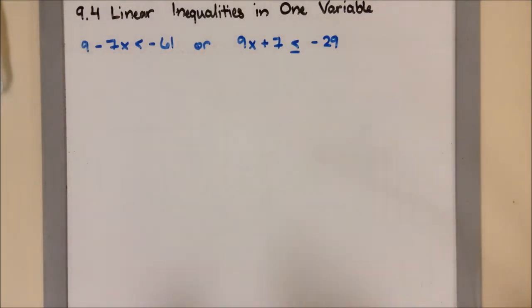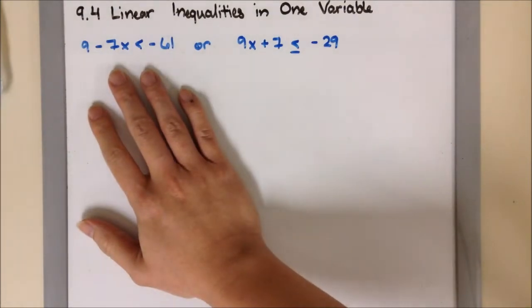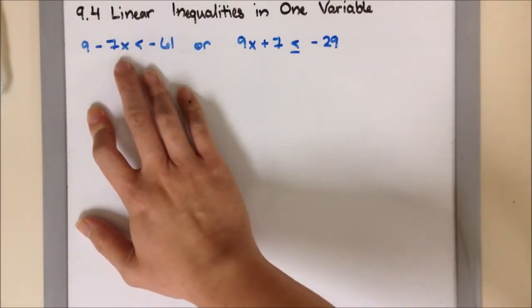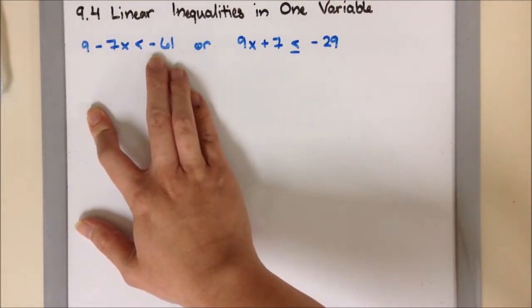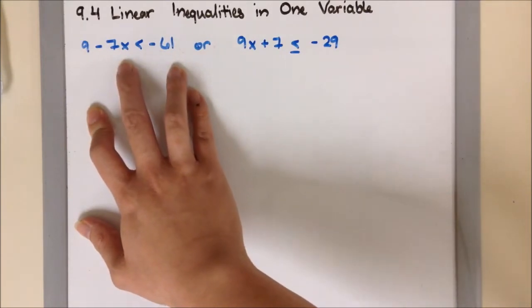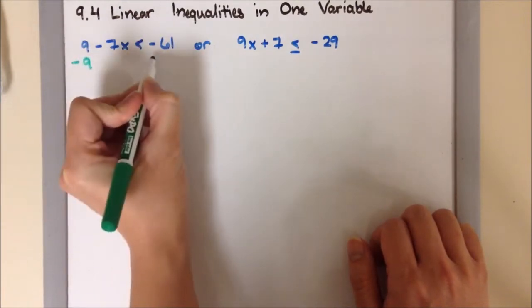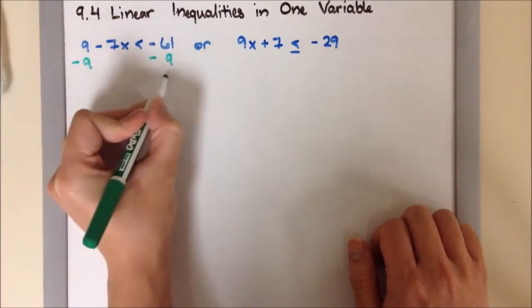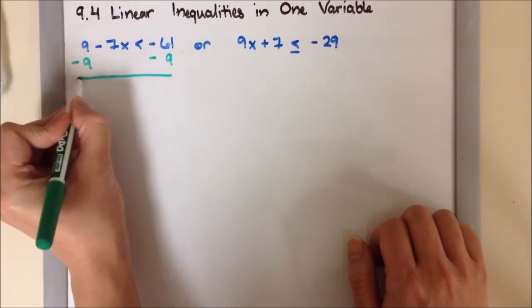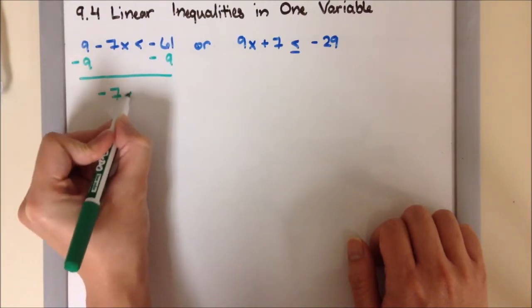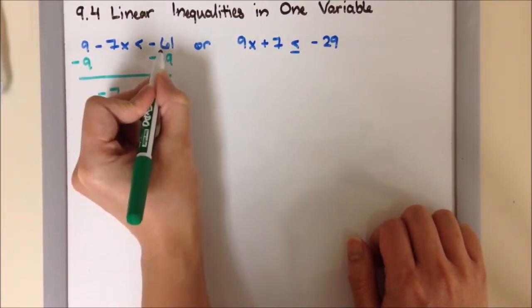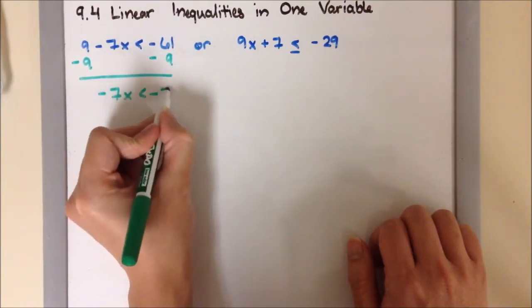Whenever you have a problem like this, we're just going to follow the same process as any regular inequality. The one on the left, I have 9 minus 7x less than negative 61. I want to get negative 7x by itself, so I'm going to subtract 9 on the left, subtract 9 on the right. So it's negative 7x less than negative 61 minus 9, negative 70.